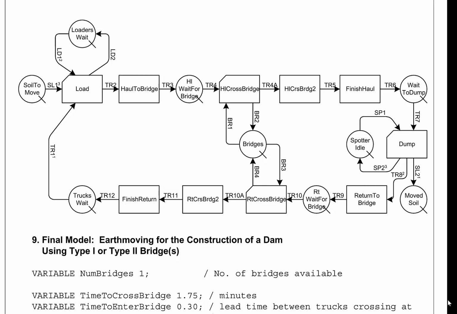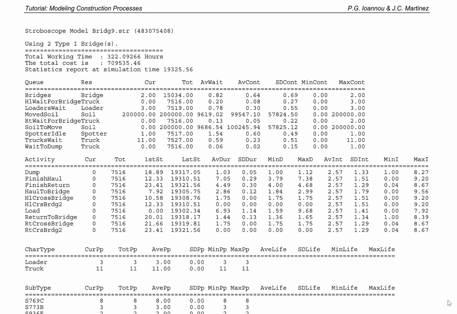Thus, these two semaphores prevent head-on collisions by preventing trucks from entering the bridge if there are any trucks finishing crossing the bridge in the other direction.